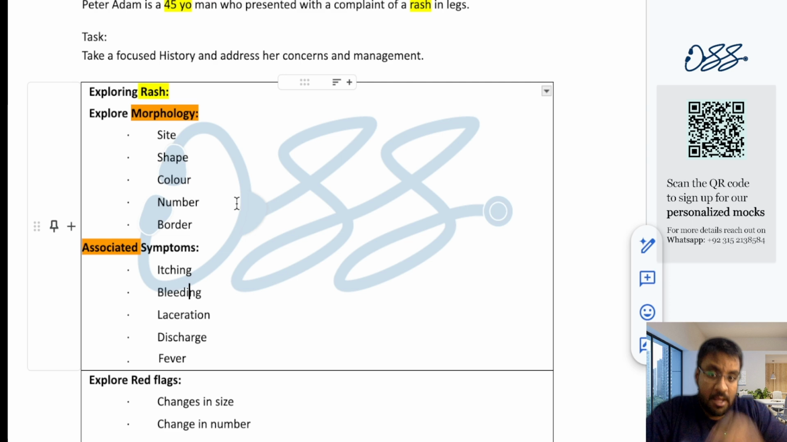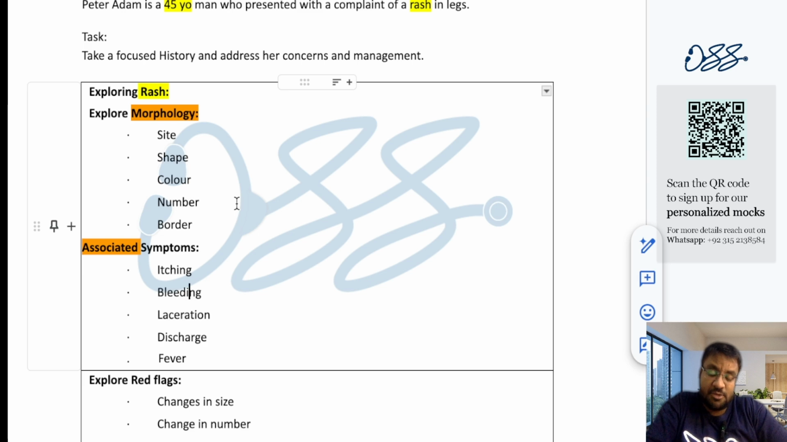Okay, so there is no SOCRATES, there is no ODIPARA, but there are specific questions that you need to ask when it comes to exploring the morphology, okay. In a couple of previous sections I told you that if you've got 10, 12 different questions, it would be okay to just touch upon the aspects briefly, and ask 5 to 6 of the 12, and you'll be fine. But in this case, the morphology needs to be explored in detail, and you need to ask each and every question that is mentioned in this particular layer, whether it's the morphology or the associated symptoms.